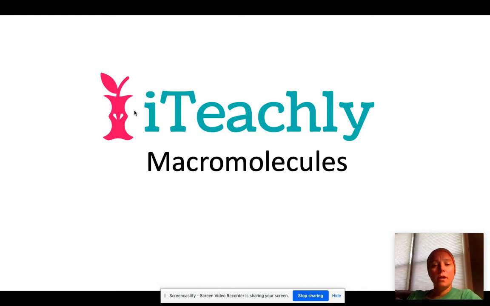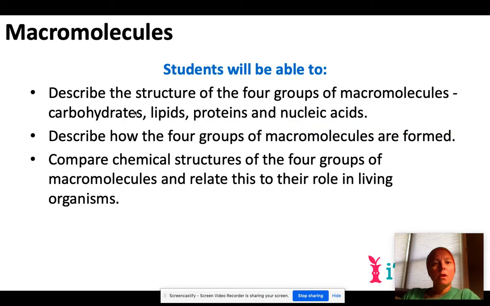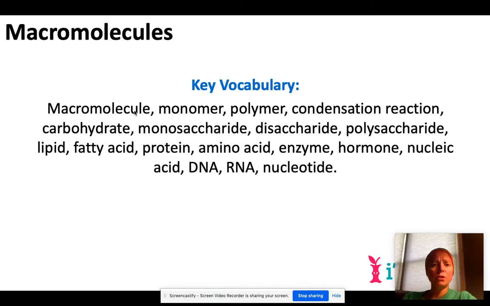We're going to go ahead and look at macromolecules. So let's go ahead and get started. At the end of this unit, you're going to be able to describe the structures of carbohydrates, lipids, proteins, and nucleic acids. You're going to be able to distinguish the difference between them and understand processes in making these structures. So here's our key vocabulary for this unit.